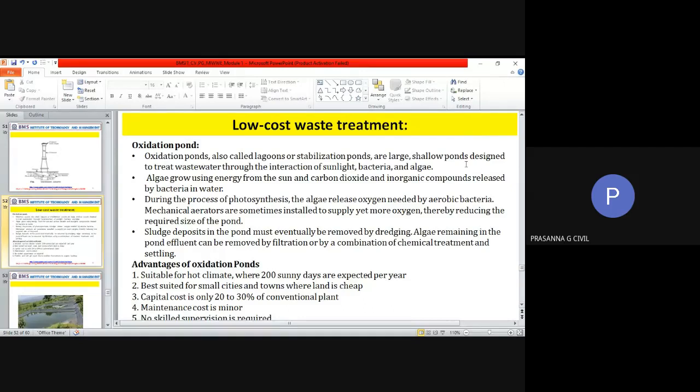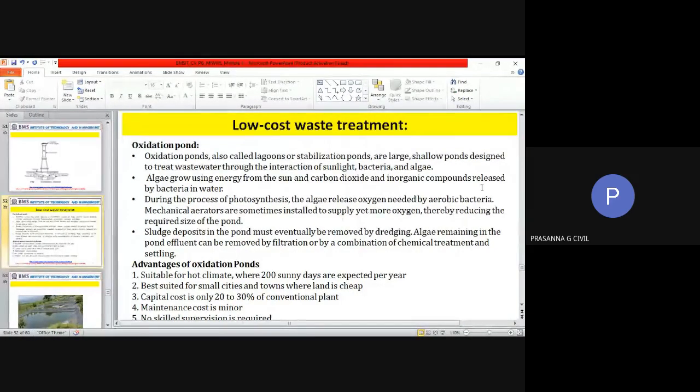So you have shallow ponds designed to treat wastewater through the interaction of sunlight, bacteria, algae, or you can talk about phytoplankton also in this case. Algae grow using the energy from sun, and carbon dioxide and inorganic materials that are present in your water are released by the bacteria into water. All this is the common thing that happens within the pond. During the process of photosynthesis, the algae will release oxygen.